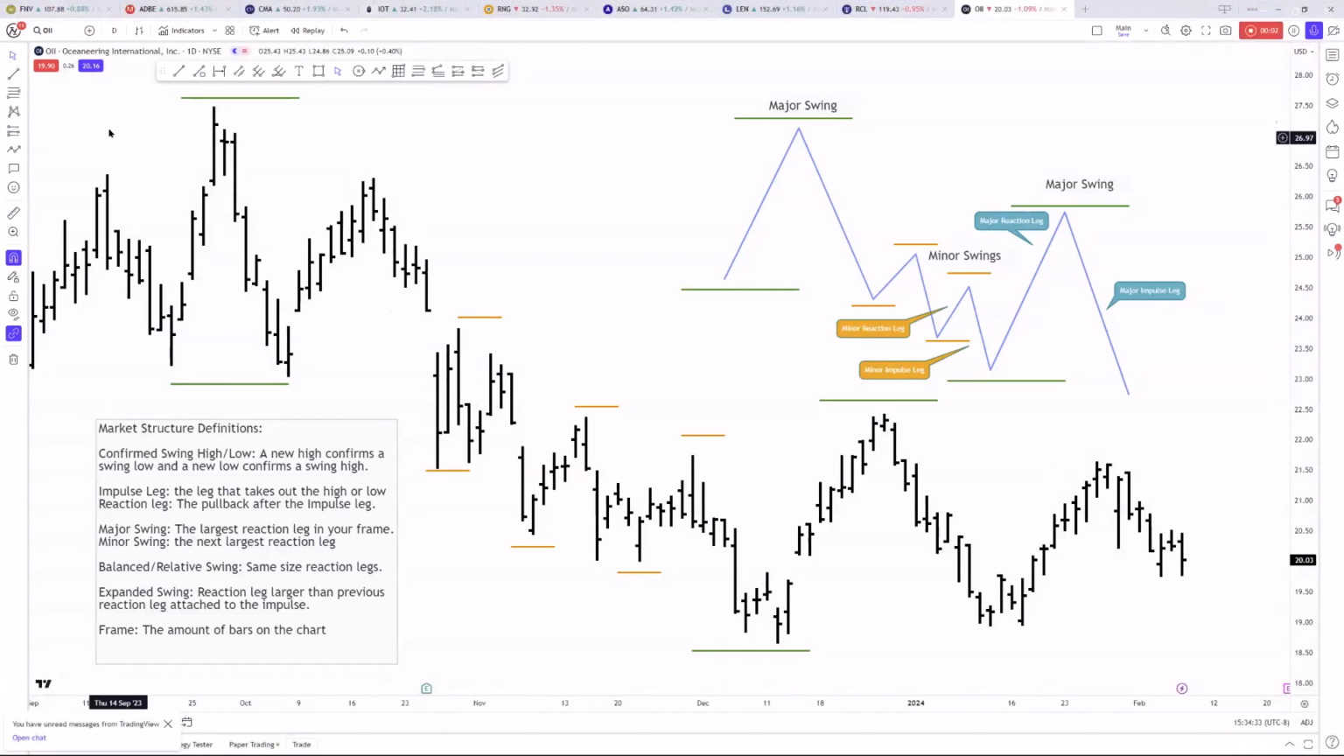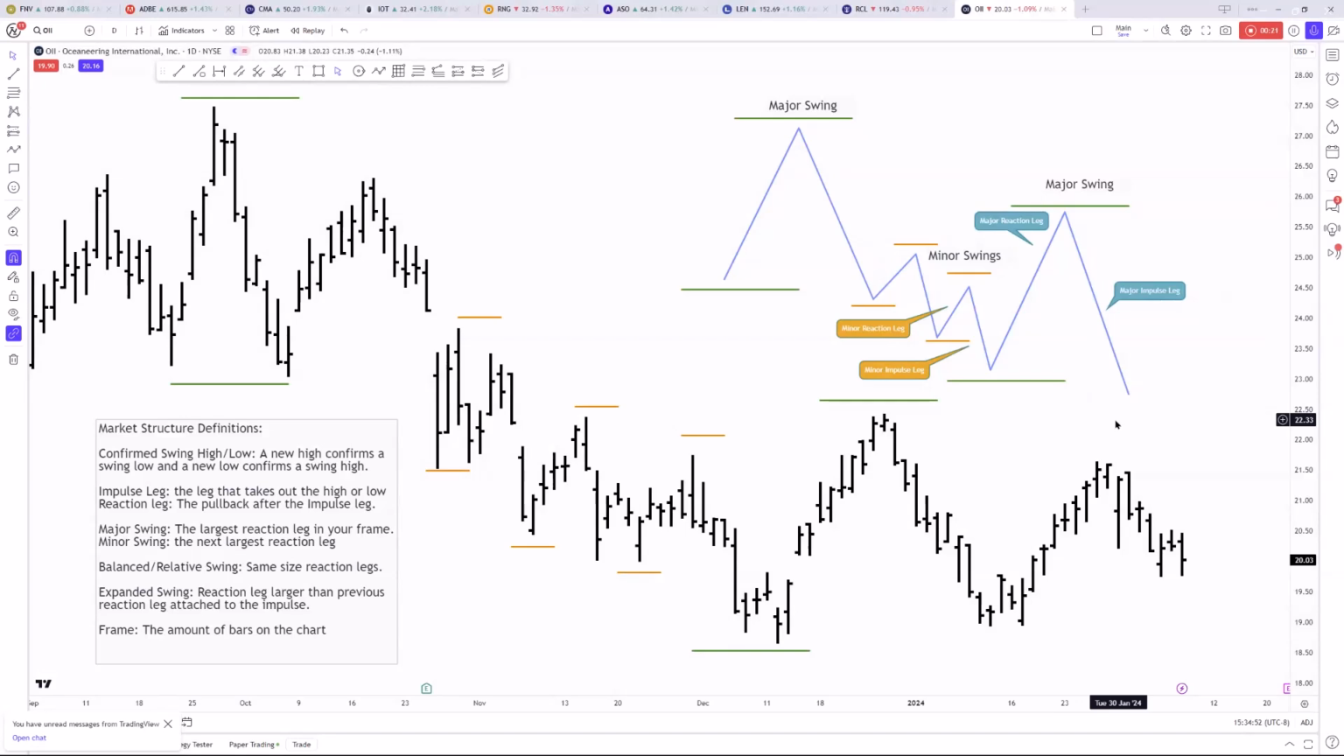All right, let's do a trade plan in OII. I thought I'd use this to do a lesson on, what is an expanded swing? It's part of market structure. And not just to define it, but we'll also look and try to understand it a little bit.